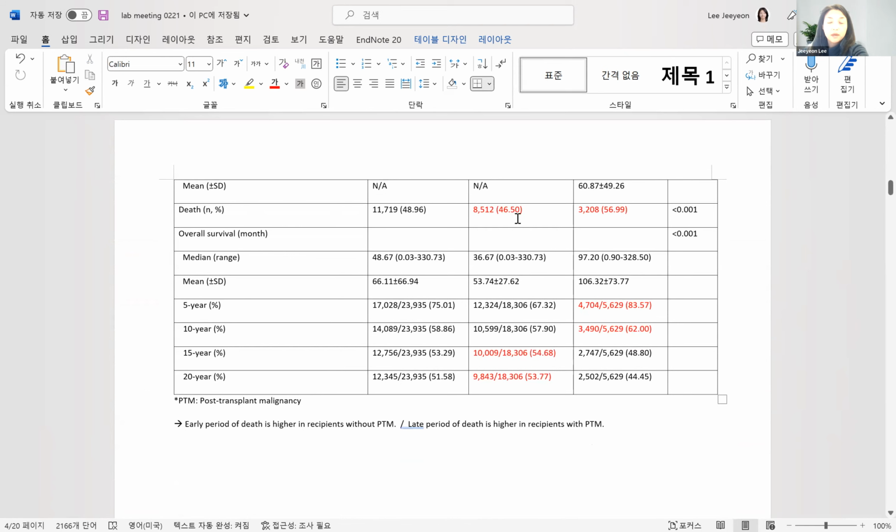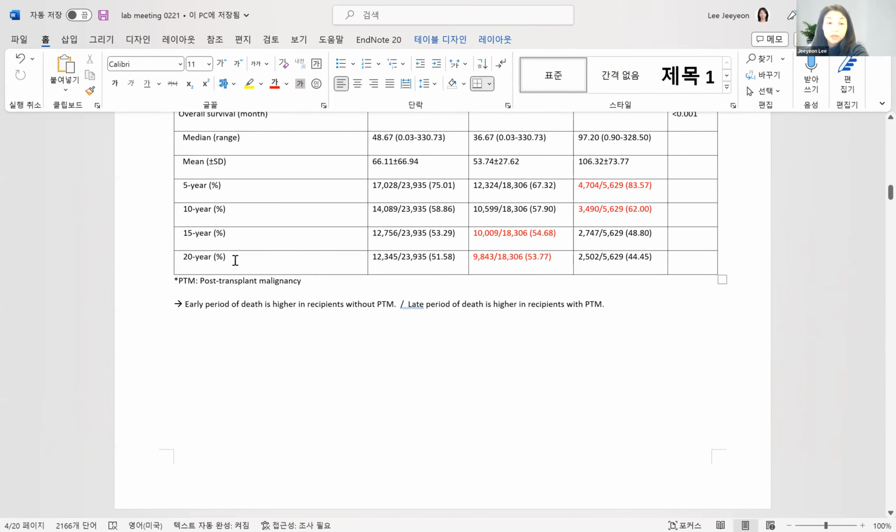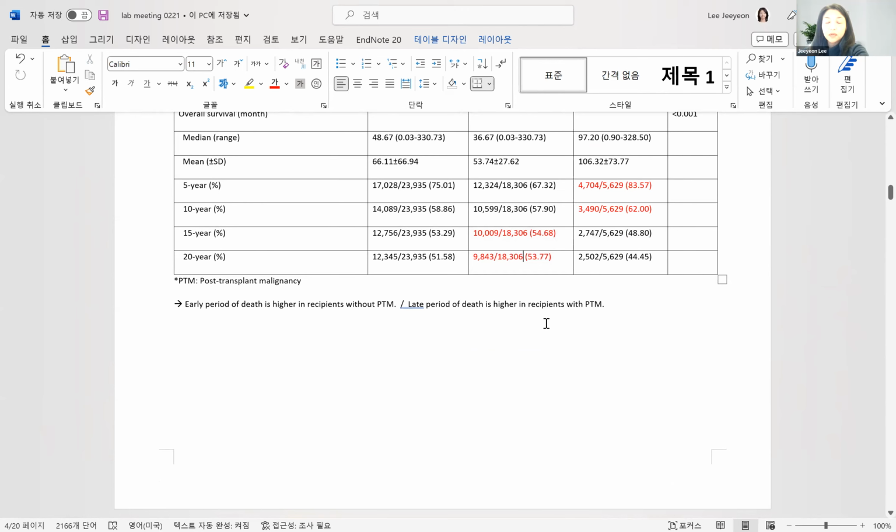And here you can see death. Final events, the final percentage is larger with the PTM, but interestingly, until 10 years, overall survival was higher in the PTM group. But after 10 years, at 15 years and 20 years, overall survival was higher in those without PTM, because cancer is a long-term complication of transplantation. So in the later period, there are more deaths in the PTM group. I mean, that's the cancer, right? Yes.